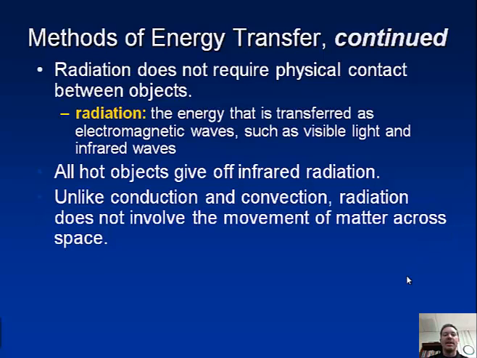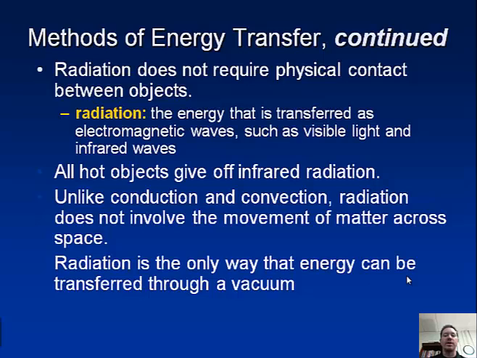Unlike conduction and convection, radiation does not involve the movement of matter across space, so we don't need to have anything between here and there. One of the most common examples of radiation is from the sun. It can travel through the vastness of space and still heat us up, so it doesn't need gravity, and it can travel through a vacuum.